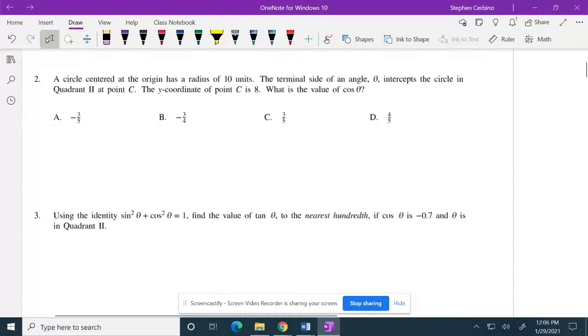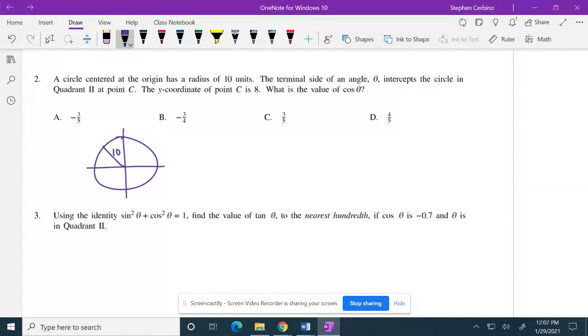For number 2, it says a circle centered at the origin has a radius of 10. So if we have a circle centered at the origin with a radius of 10, we have this picture. The reason I drew the radius in quadrant 2 is it told us the angle that creates it is in quadrant 2. It then says the y-coordinate is 8. So if I drop down a vertical line here, that vertical line's distance is going to be 8. And it wants us to know the value of cosine. Well, that's a big help because we know in quadrant 2, sine is positive, meaning cosine is negative. I already know it's not C and it's not D.